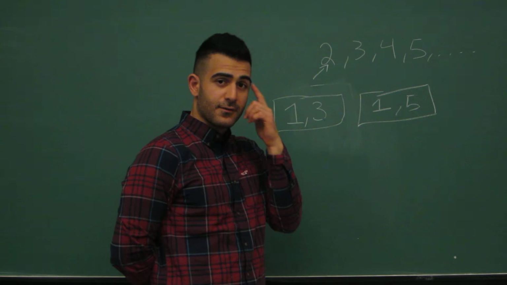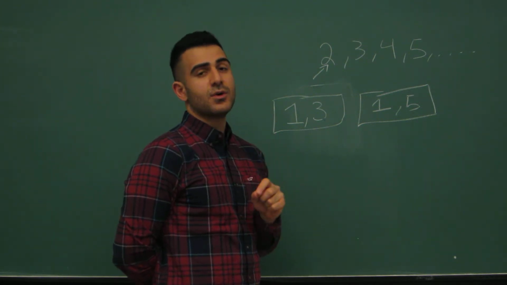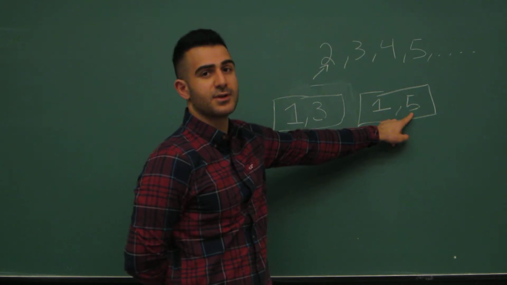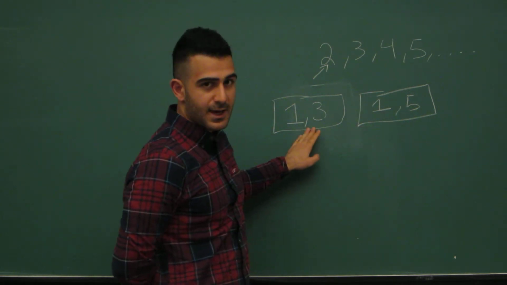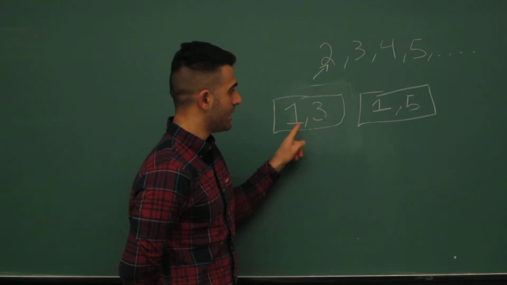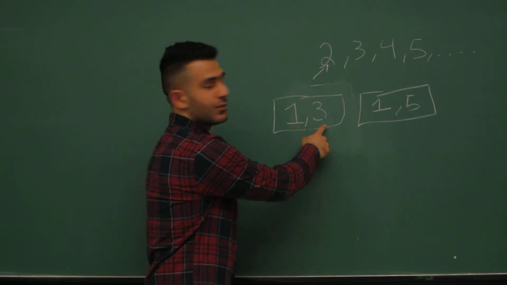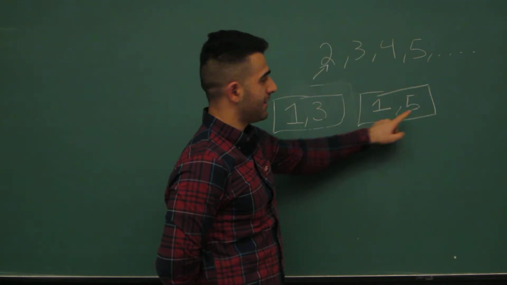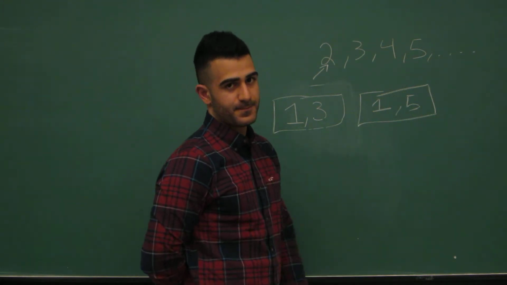So you're trying to look for numbers which only have 2 factors, and those factors are 1 and the number itself. So for the first one we had, for 3, the factors of 3 were 1 and 3. 1 and the number itself. For 5, the factors were 1 and the number itself, which was 5.